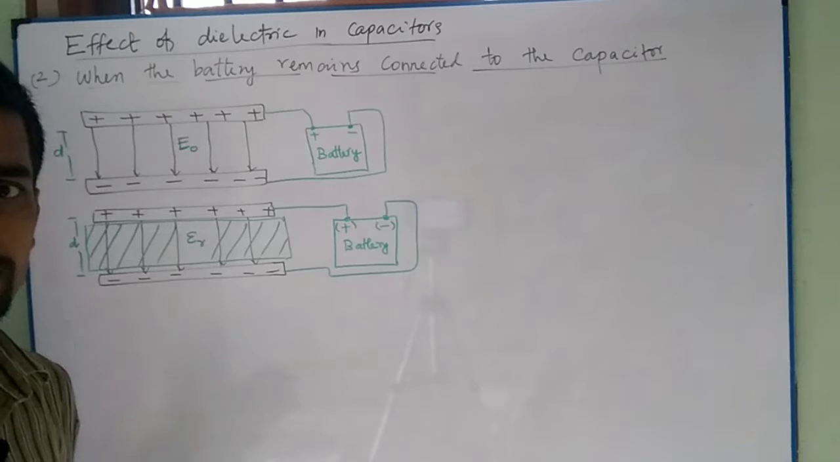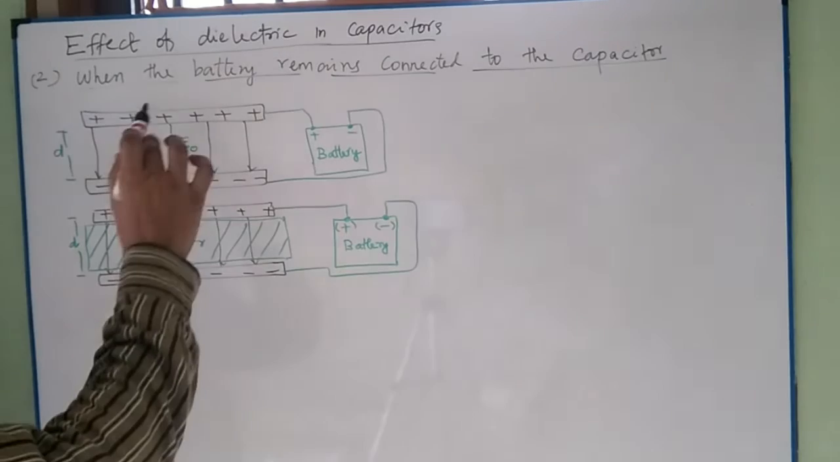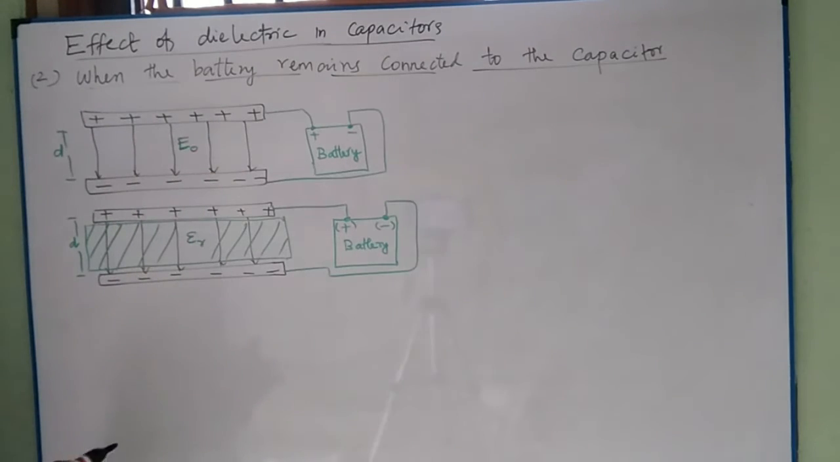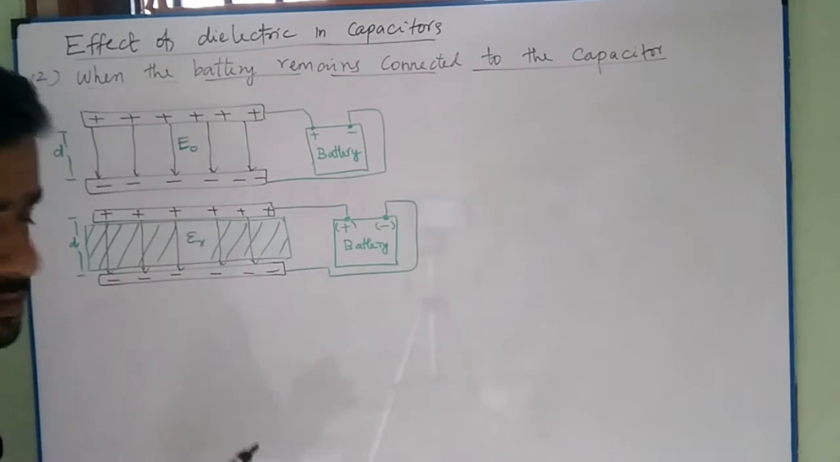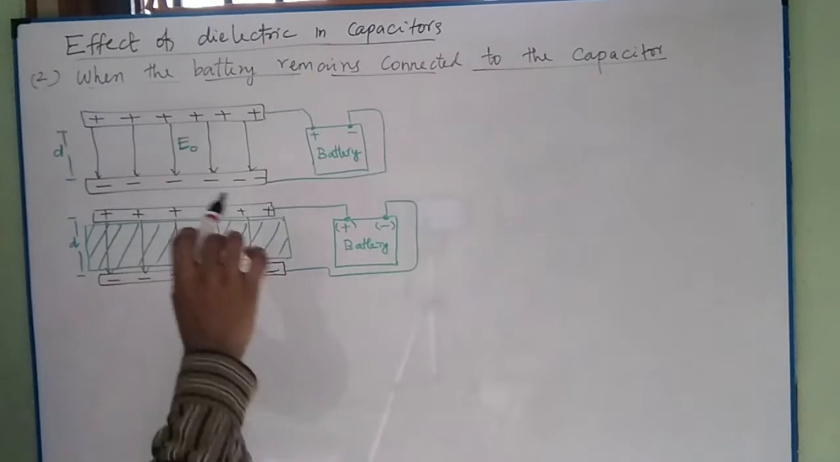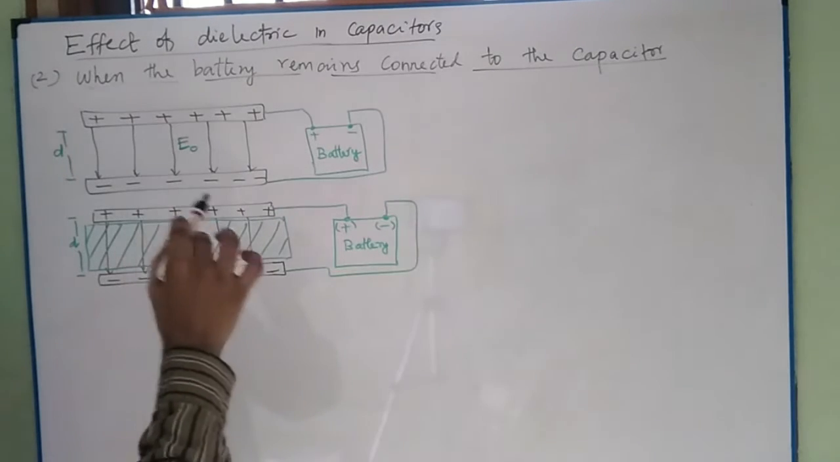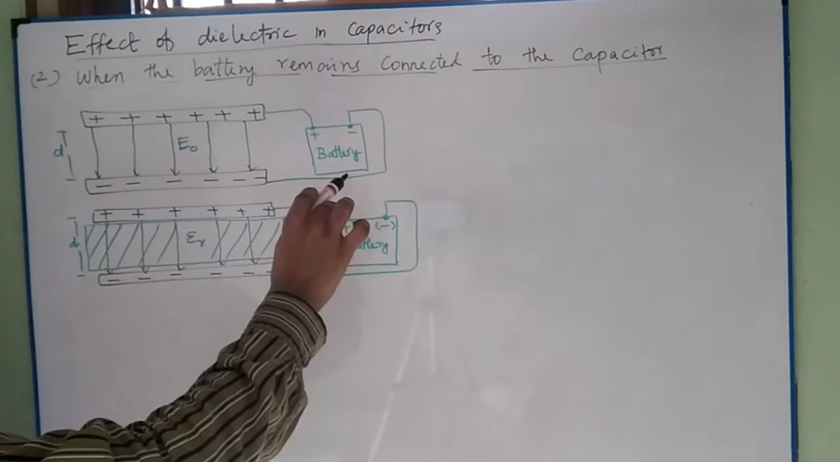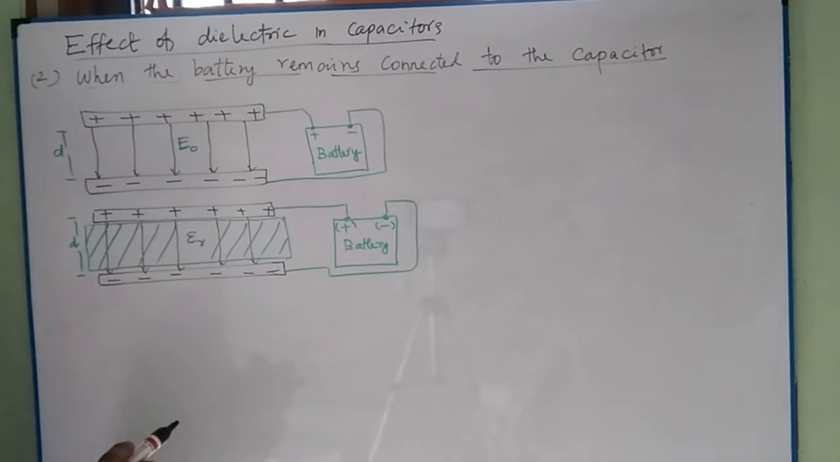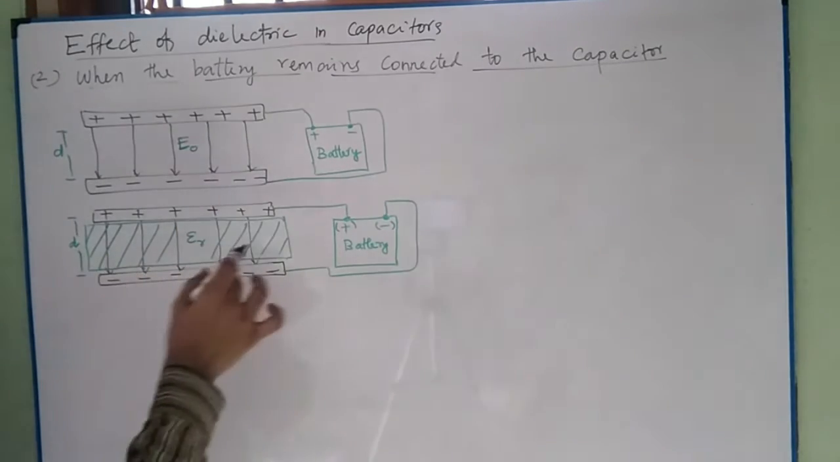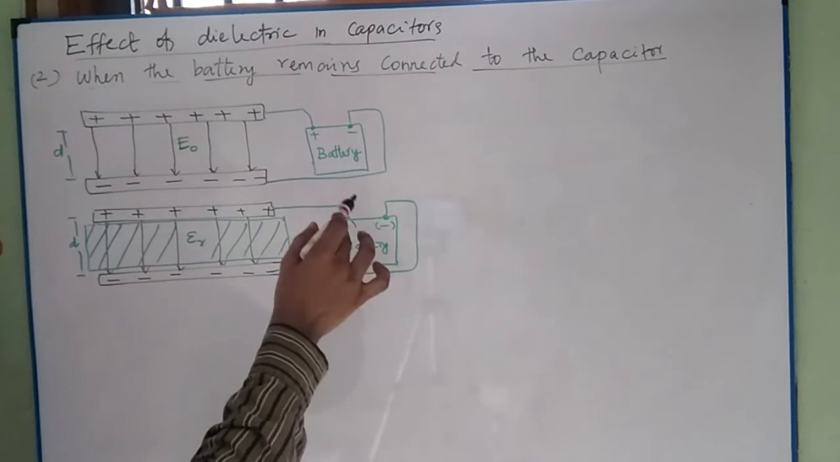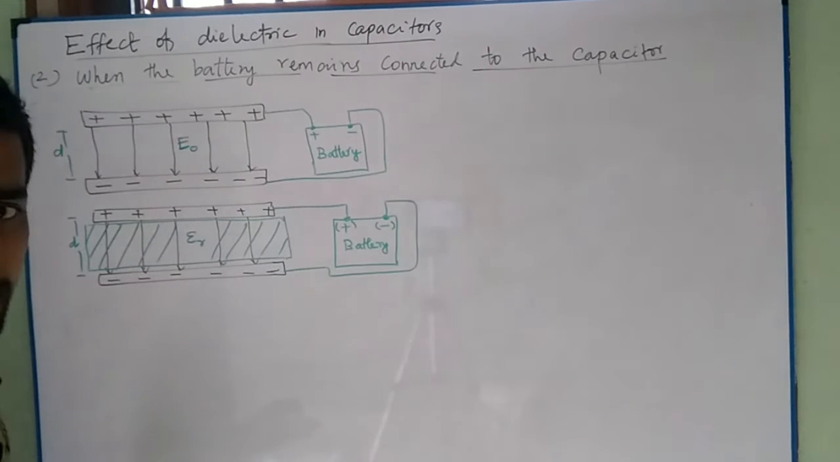Okay, in this video, let us discuss the effect of a dielectric in capacitors. Here, the second case is when the battery remains connected to the capacitor. In our previous discussion, we discussed what happens to the capacitance of a capacitor when the battery is disconnected from the capacitor, and we derived some expressions for that. Here we are discussing what happens to the capacitance when the dielectric is introduced between the capacitor plates and the battery remains connected. So we are going to discuss this topic in detail.